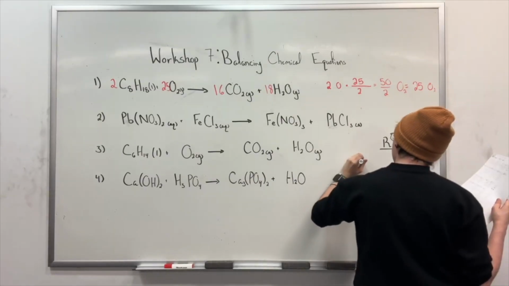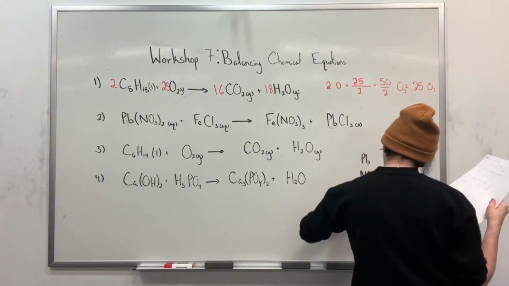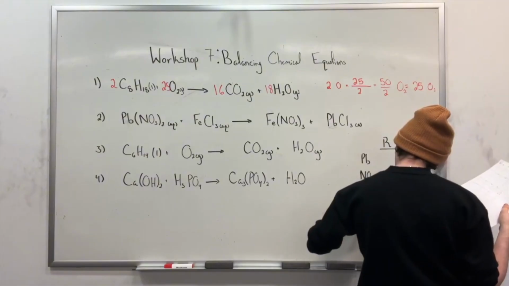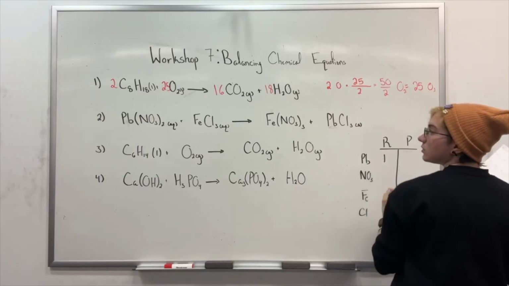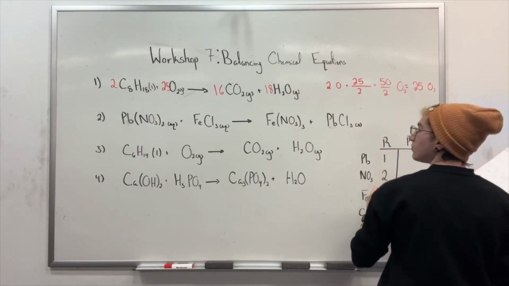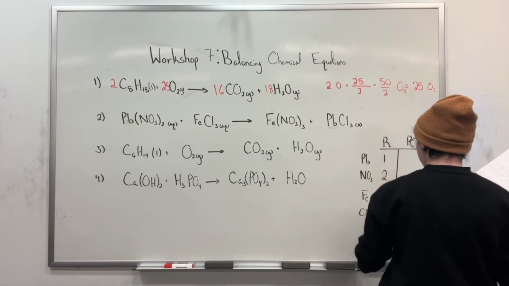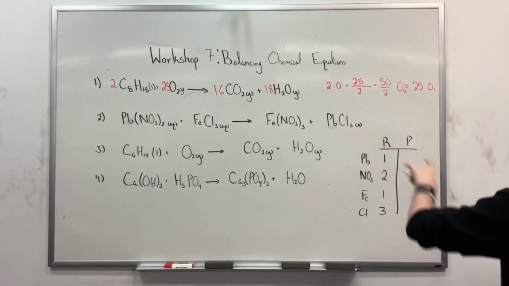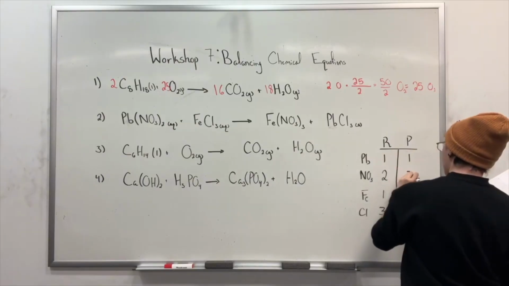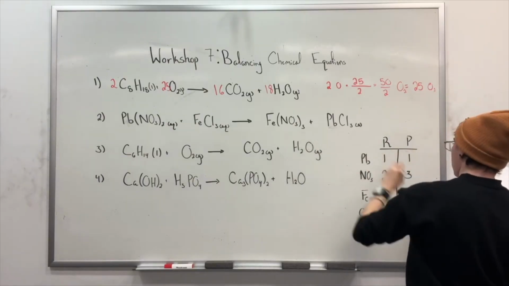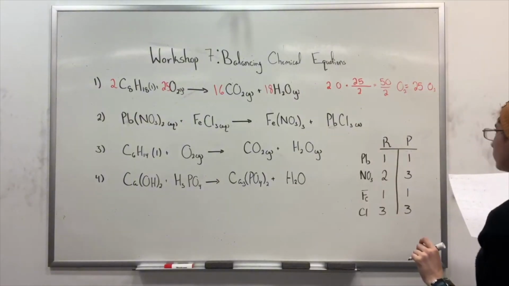So we are working with lead, nitrate, iron, and chlorine. We have on the reactant side 1 lead, 2 nitrate, 1 iron, and 3 chlorine. On the product side, we have 1 lead, 3 nitrate, 1 iron, and 3 chlorines.